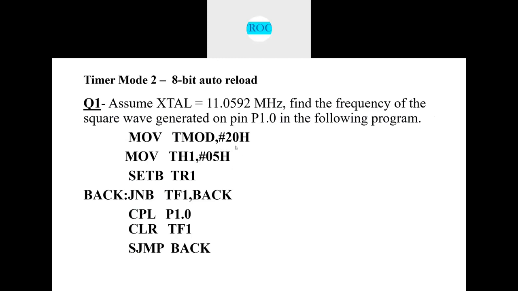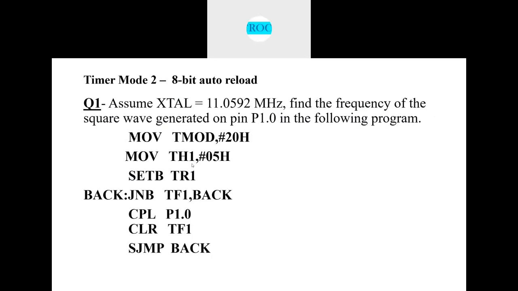Since it is 20h, the higher nibble will have the value 0010, so bit 4 is 0 and bit 5 is 1. That means the M0 bit is 0 and the M1 bit is 1 for timer 1, so timer 1 is selected to operate in mode 2, right?